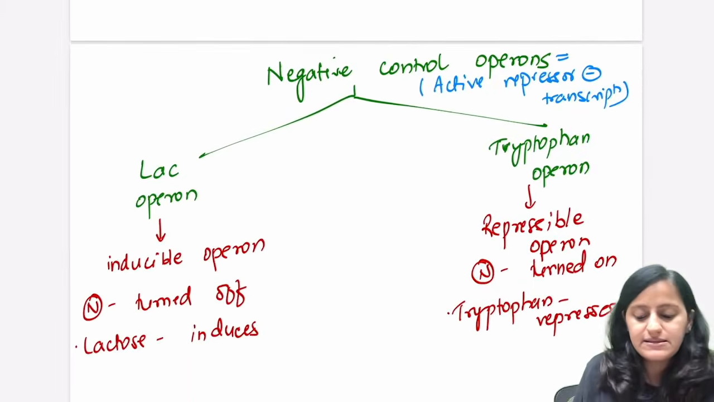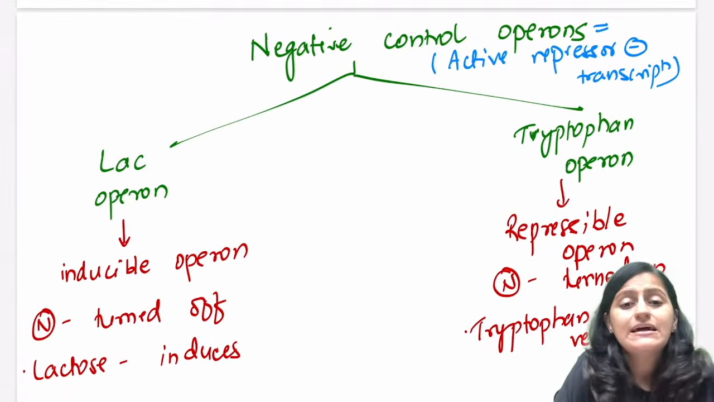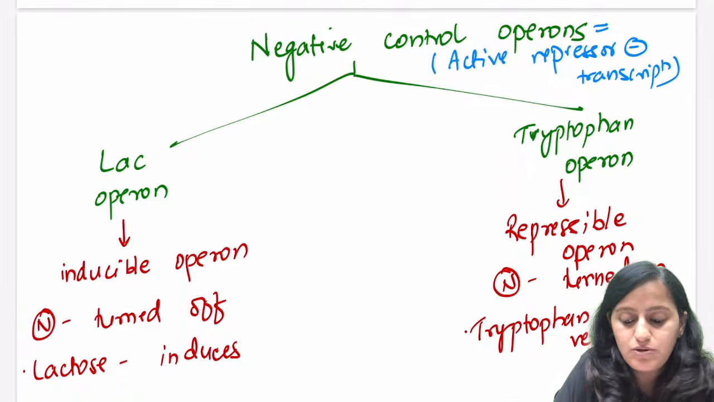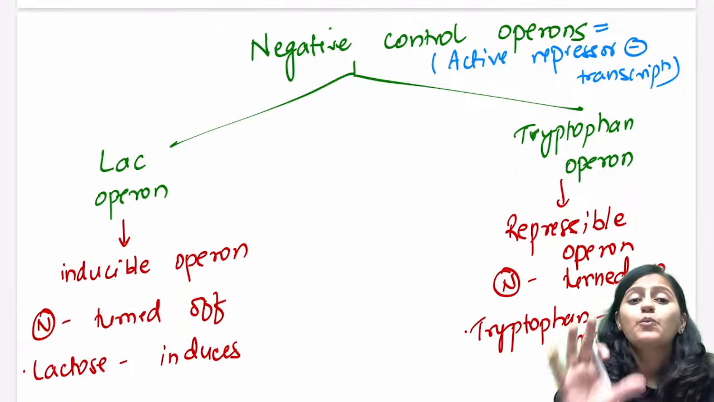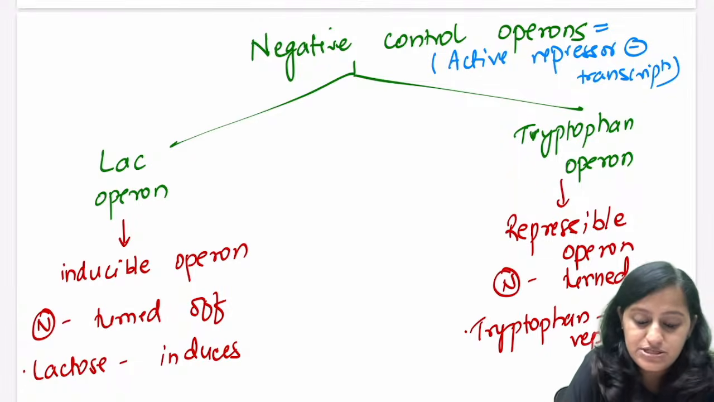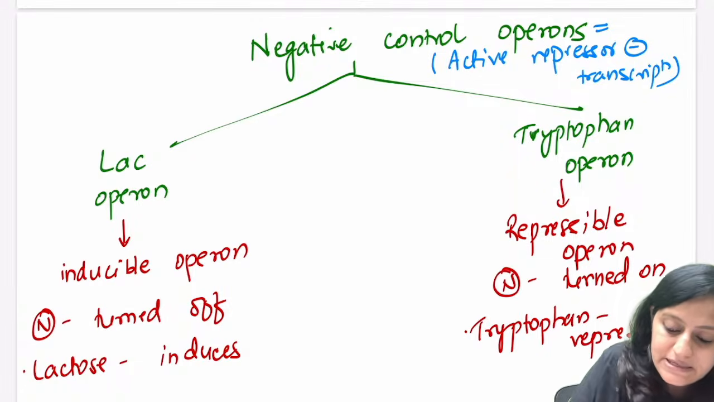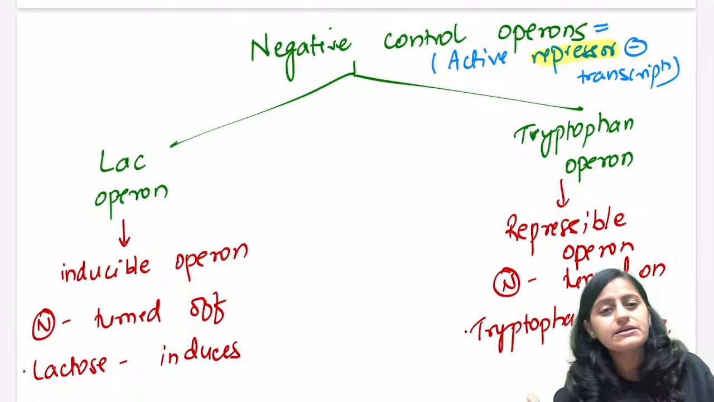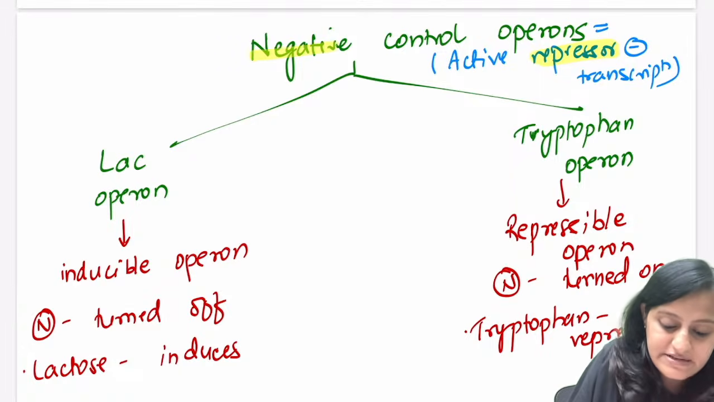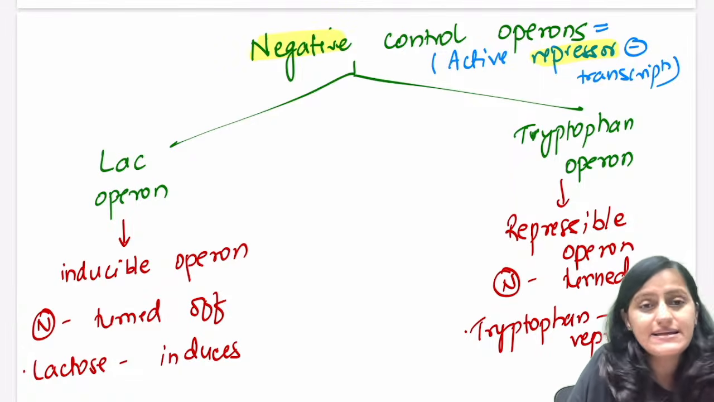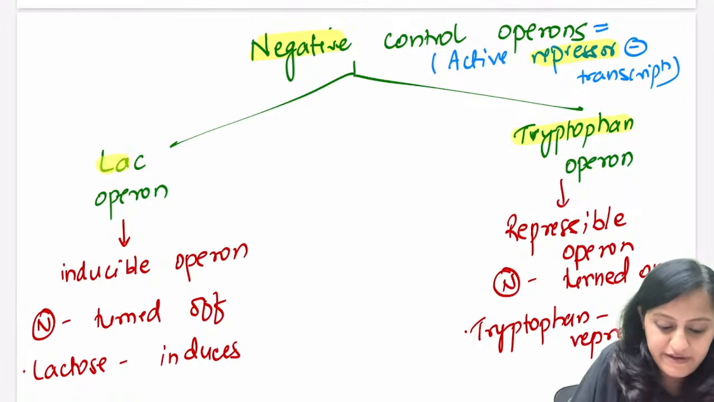So understand this if the question comes. The Lac operon is an example of a negative control operon or a positive control operon? What is the predominant thing which is controlling the Lac operon? It is the repressor, the active repressor, which inhibits the transcription. So this is a negative control operon. Another example of that is the tryptophan operon.